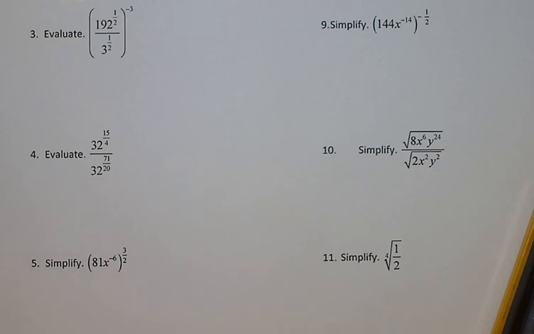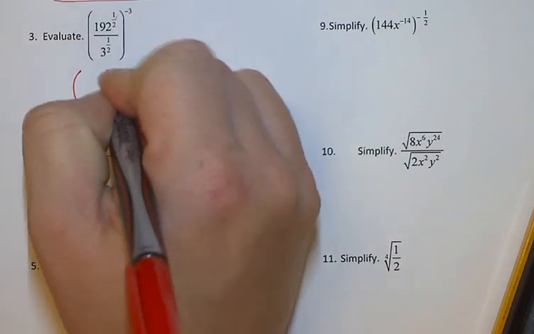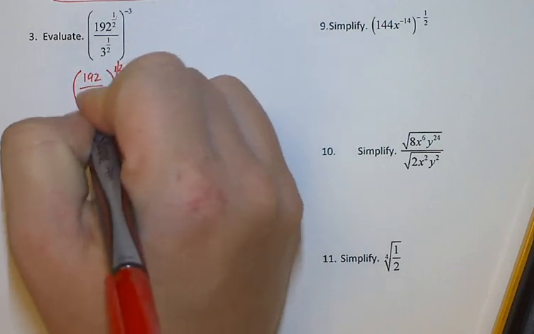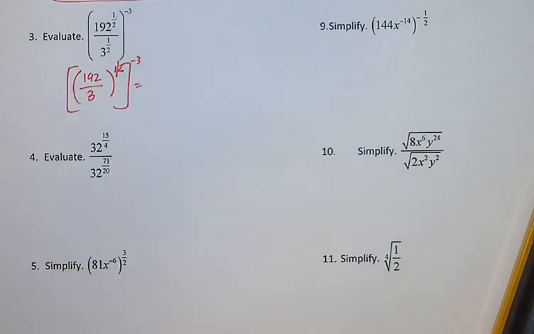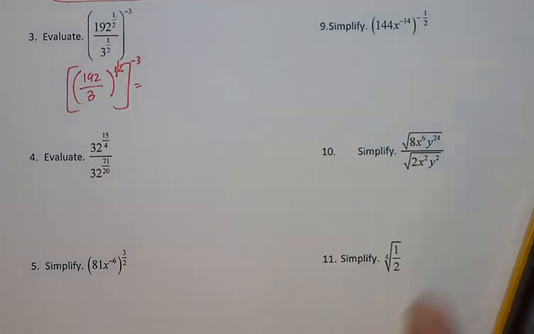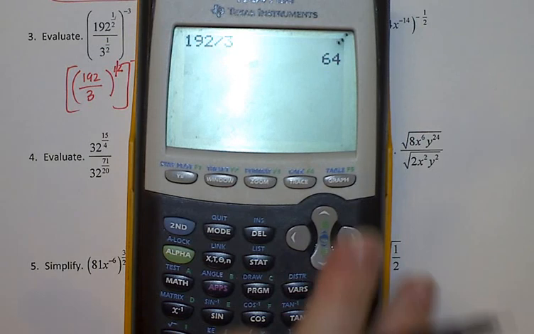Number 3. So I can see that they both have the same exponent. So I'm going to pull that exponent out of both, and I'm going to write 192 over 3. Then the entire thing gets raised to the negative third power. You can only do that when you have the same exponent and you're multiplying or dividing. Now let's take 192 and divide it by 3. We get an answer of 64.